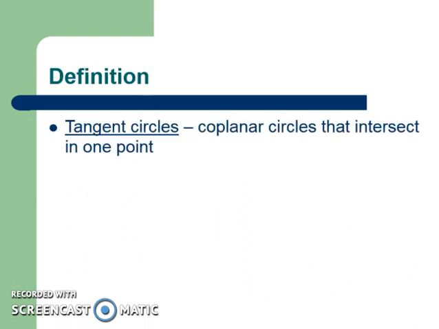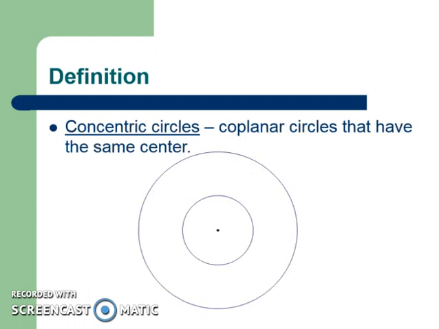Some more definitions. We've got tangent circles. Tangent circles intersect at 1 point. So here's what tangent circles look like. We have concentric circles, which are coplanar circles that have the same center, but obviously don't intersect.